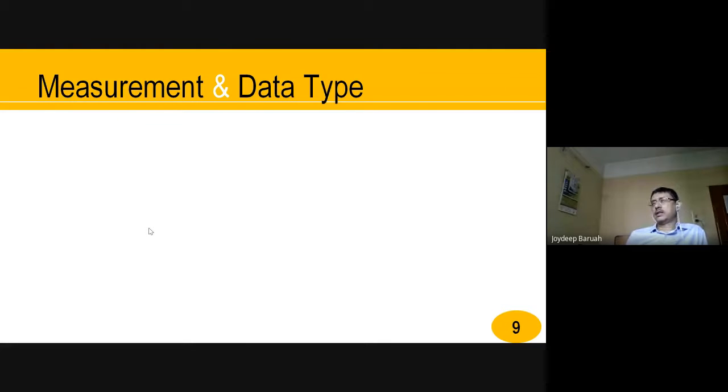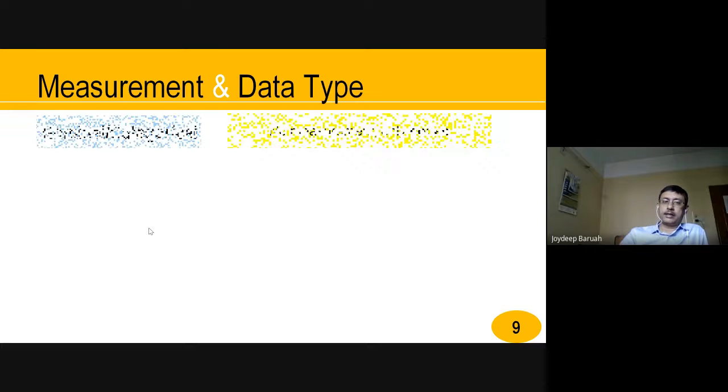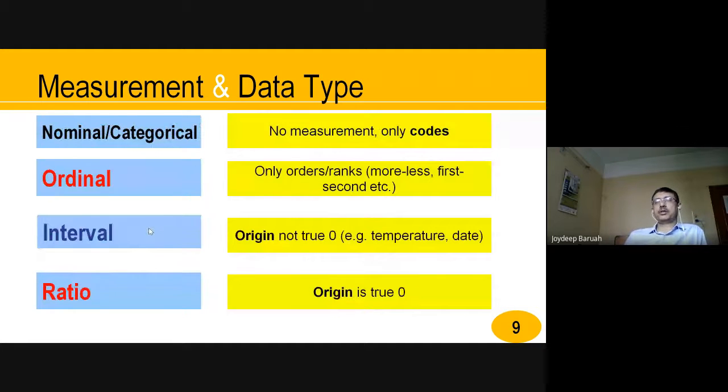Now, the last category of data type comes from the level of measurement. As I have said, the numbers can come from measurement also, and these are the 4 different types of data coming from different levels of measurement. Again, I will not be able to discuss too much on it. It will require another class on how you do measurement, how these different types evolve, and what the problems are. The first category is nominal or categorical data, where we do not have any measurement involved. There is no measurement, only categories.